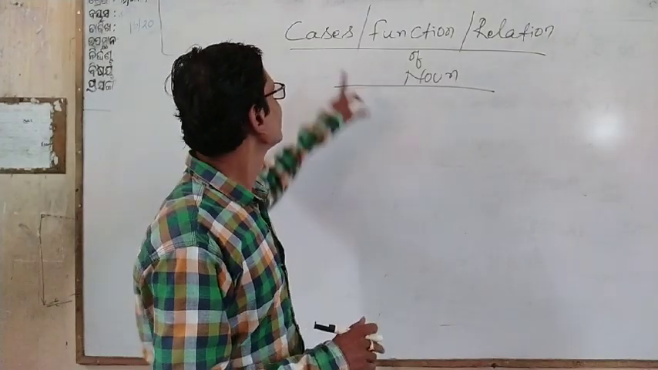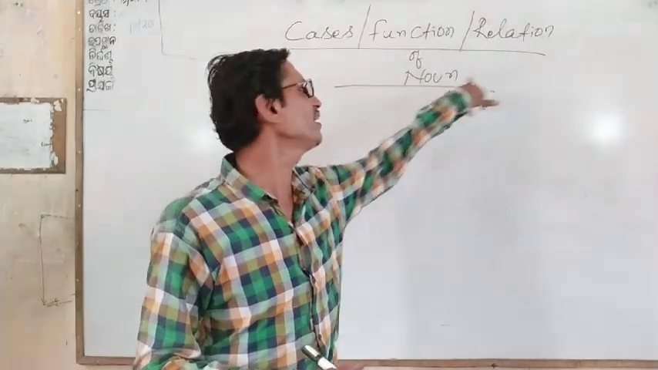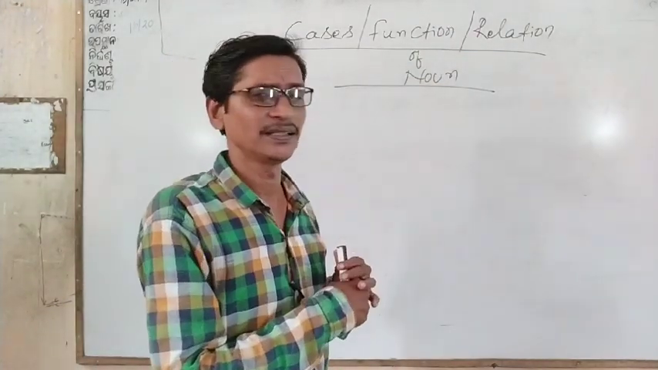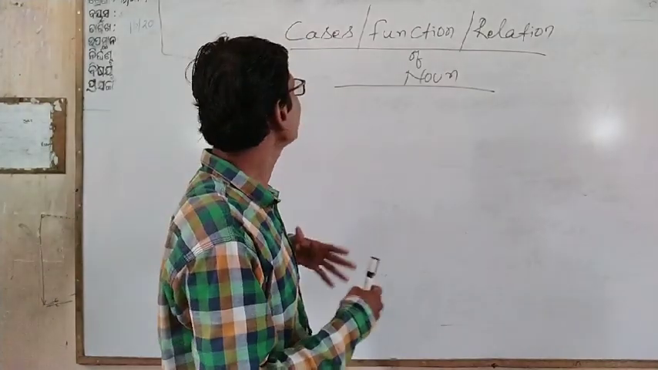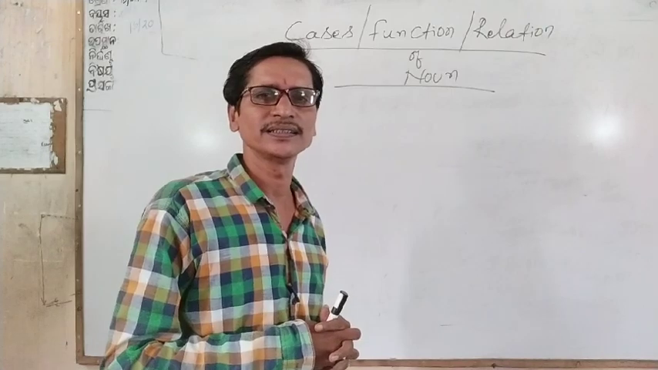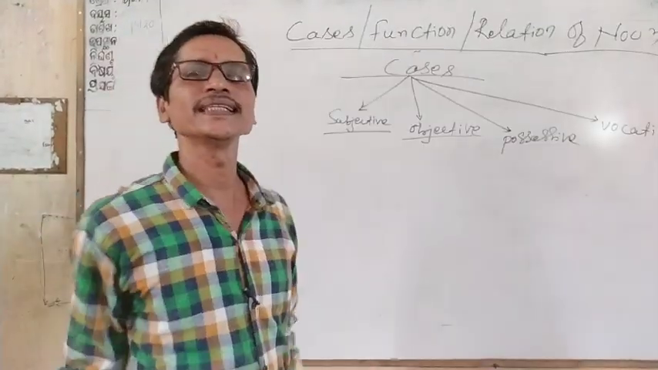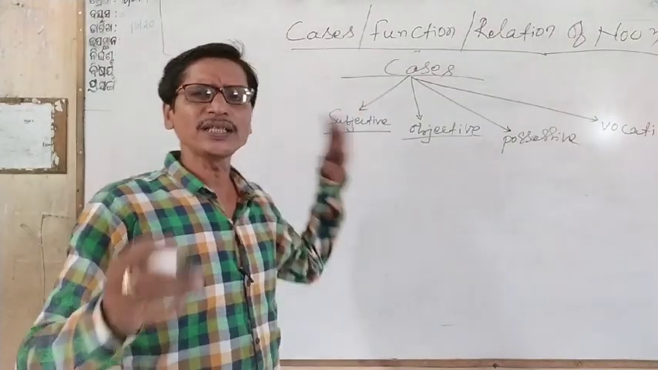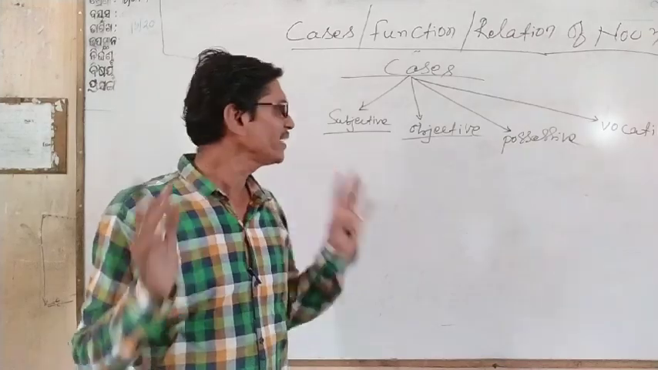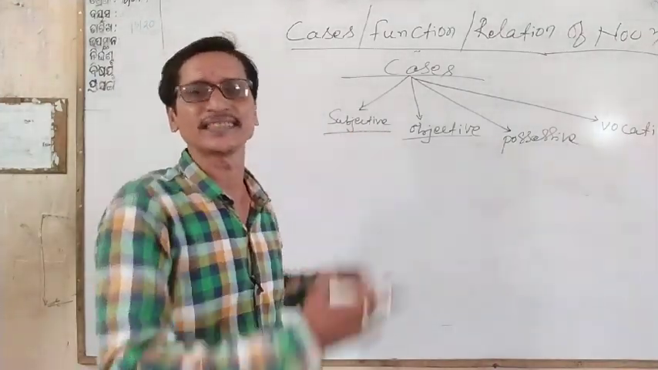What is this? This is the cases, functions and relations of noun. This is also a very important chapter. Let's see how these cases and functions with relations of the noun work today. For that, let me write a diagram. When we talk about the cases of a noun, we use noun in different ways, different cases.